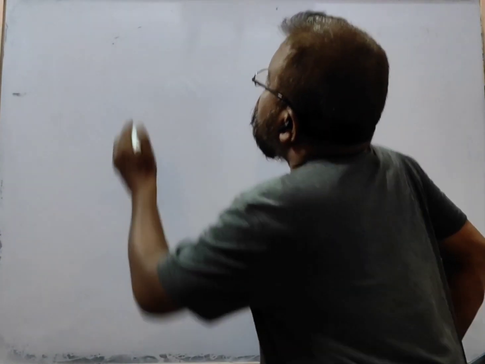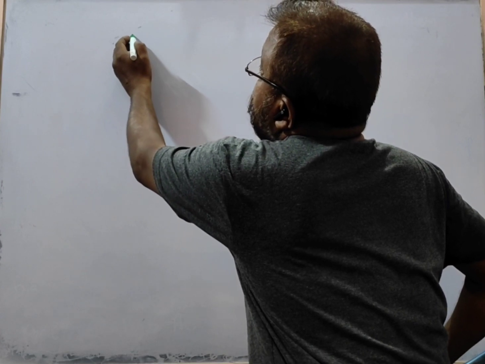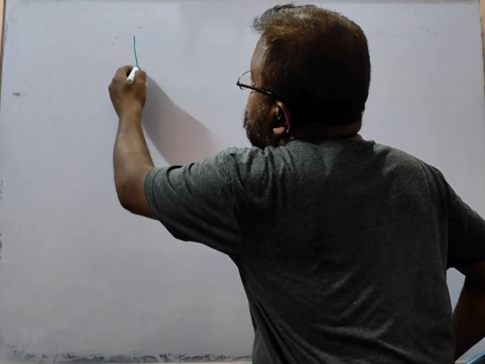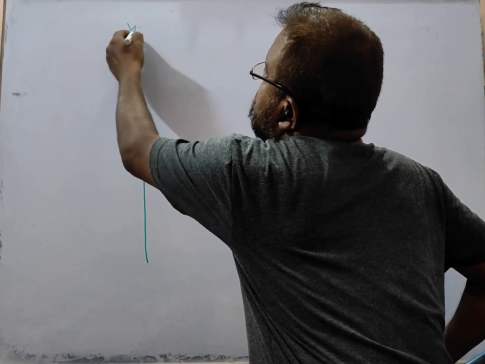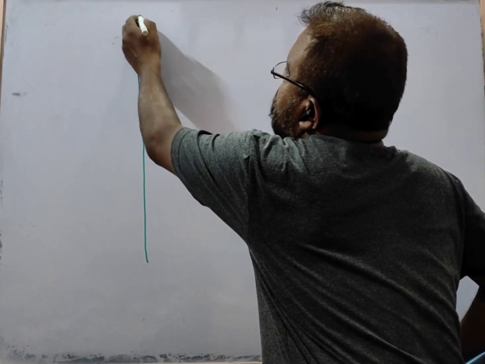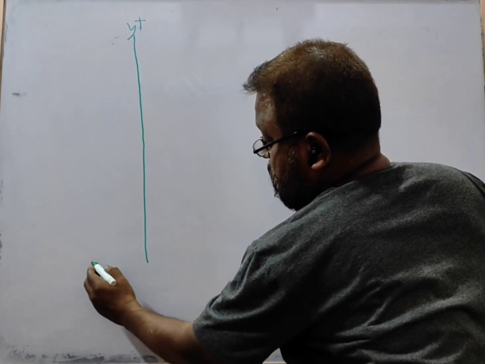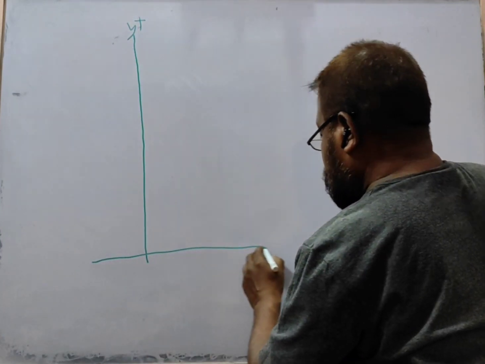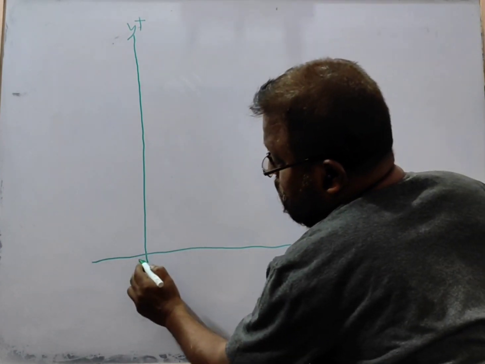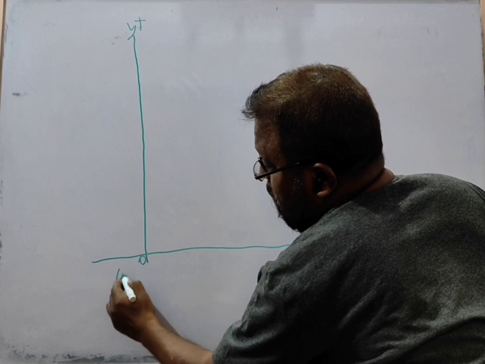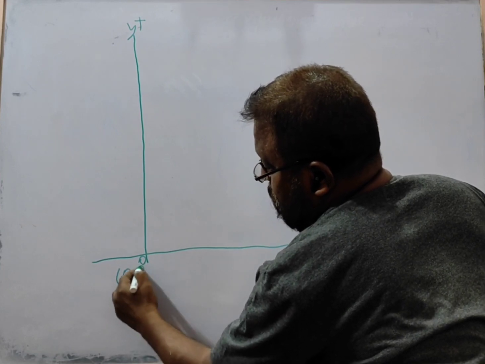So, distance formula. This is the coordinate axis. This is, say, the y axis, positive. This is the x axis, positive, and origin O. Its coordinate is (0, 0), right?